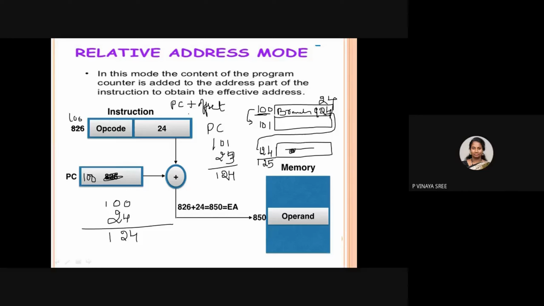So relative addressing mode means one of the registers that we'll be using will be a program counter plus an offset. If you add, you will get an effective address, which may be a branch instruction. It may be an unconditional jump or a conditional jump. In that way, this is the relative addressing mode.